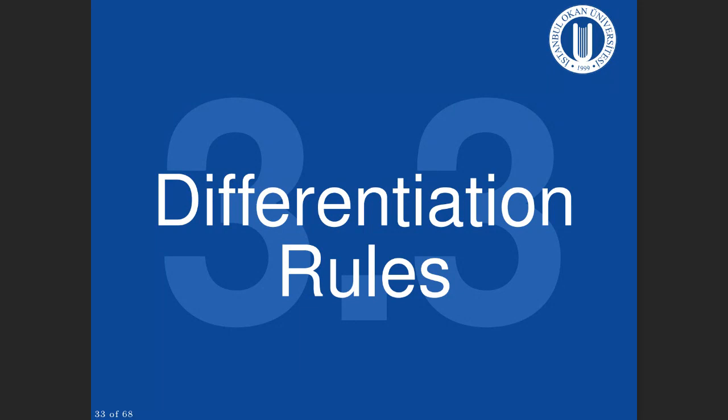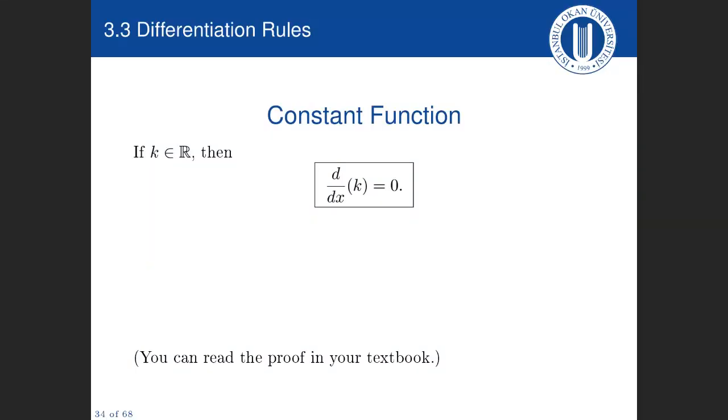And now let's continue. Our third topic for this week is differentiation rules. The first rule is for a constant function. If k is a constant, then the derivative of k is equal to 0. I'm not going to be proving most of these. You can read the proofs in your textbook.